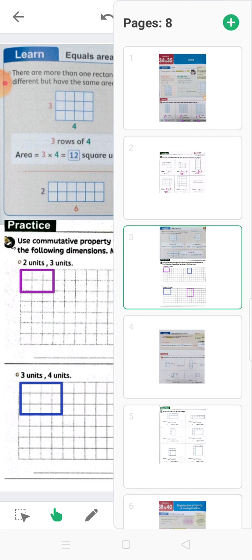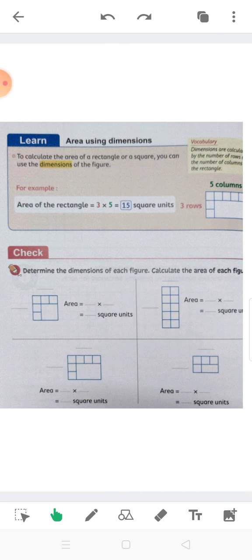Okay, let's see the next one. Area using dimensions. These are called the dimensions. Dimensions mean rows and columns. Okay, this is how many rows? 1, 2, 3. How many columns? 1, 2, 3, 4, and 5. Okay, let's see the first example. Determine the dimensions of each figure, then calculate the area of the figure.